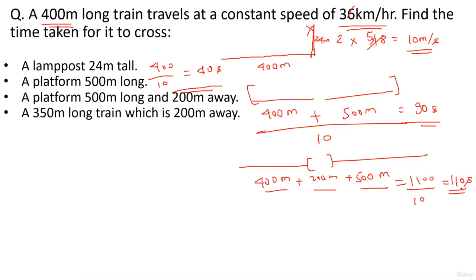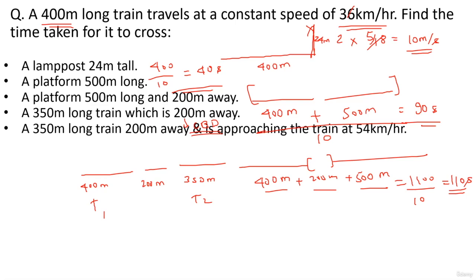Last one, a 350 meter long train which is 200 meters away. So this is the first train. 200 meters away is the second train, and this is the 350 meter second train, train 2. I'll call it T2. The first train is T1. Now the only problem here is I don't know whether the two trains are traveling in the same direction or in the opposite direction. Since I do not know the direction, I can't find the relative speed. And the speed of that train also perhaps is not given. Answer is cannot be determined. For this fourth one, the answer is CBD, cannot be determined.